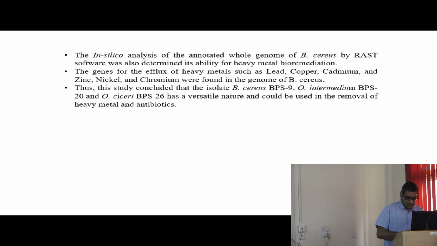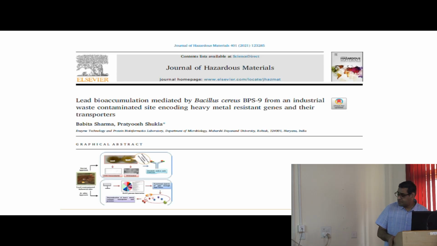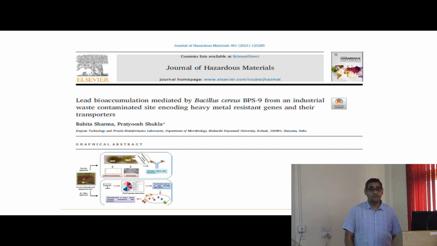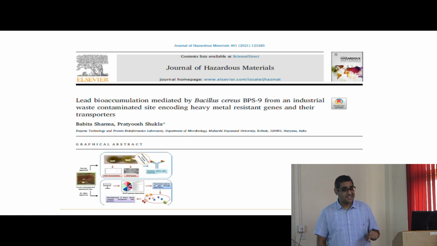In silico studies we already did, and we published this in 2021 in the Journal of Hazardous Materials: lead bioaccumulation mediated by Bacillus cereus BPS9 from industrial waste contaminated sites, and their transporters. We are not able to complete the study of transporters, so this study is not yet completed. But we have used a few of these microbes because we know BPS9 and another study is there. So we know that this microbe is good.